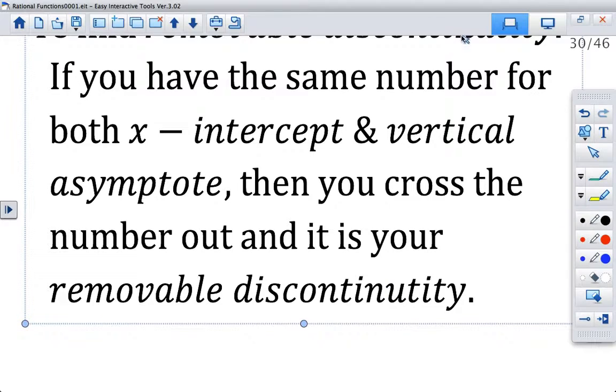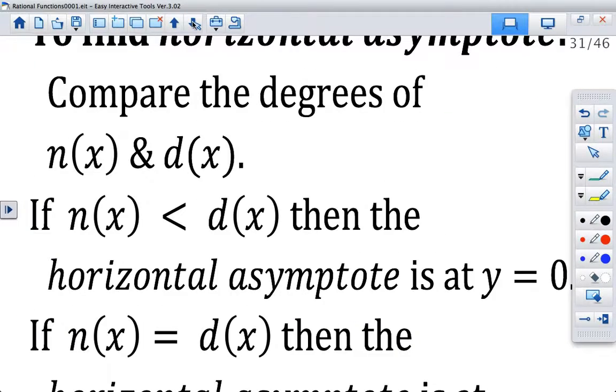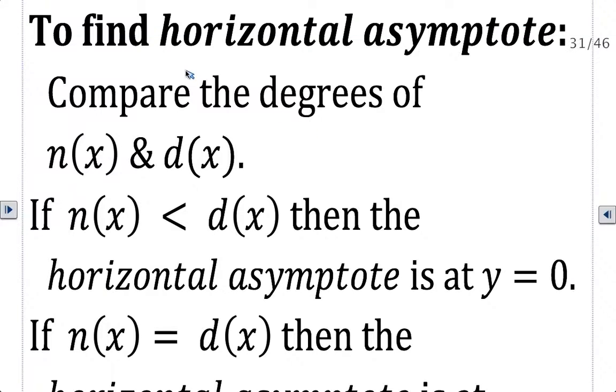All right, let's go on to a couple more pages of notes. All right, so to find your horizontal asymptote, you need to compare the degrees of your numerator and the denominator. Remember, your degree is the exponent.